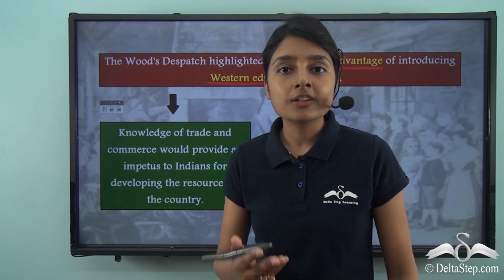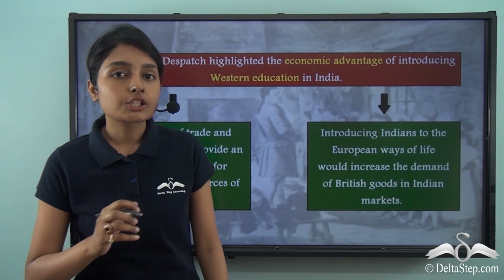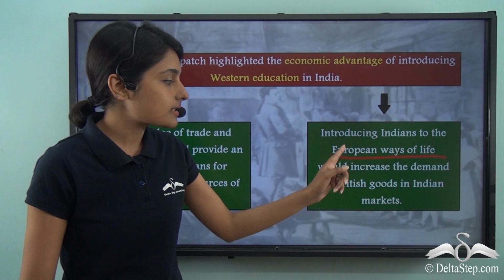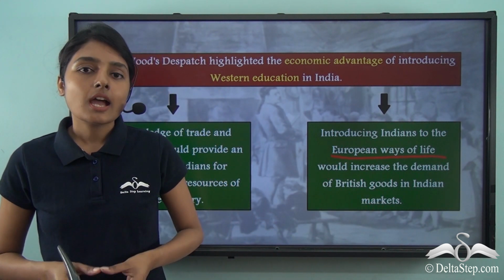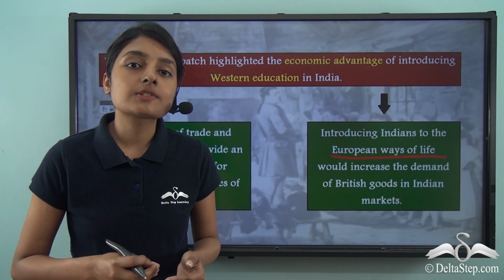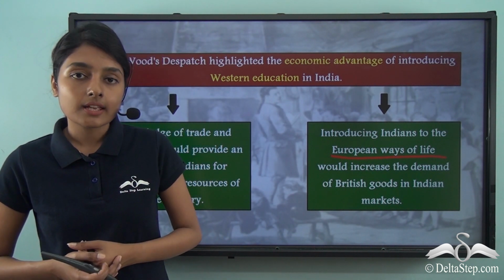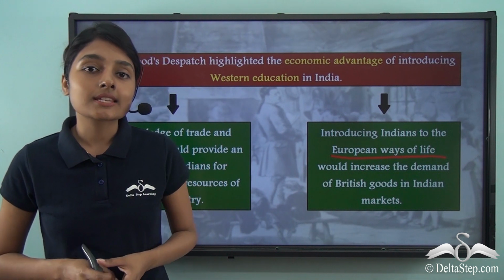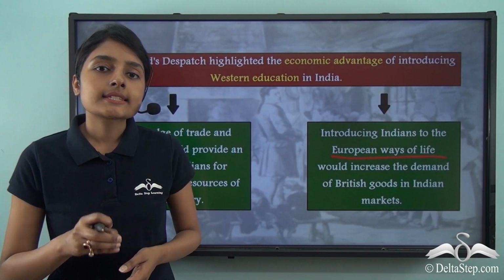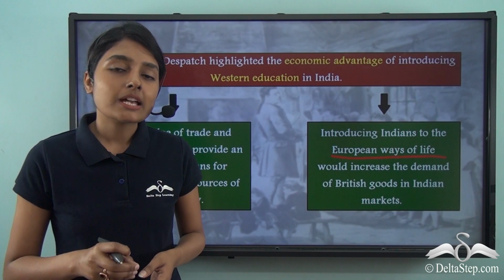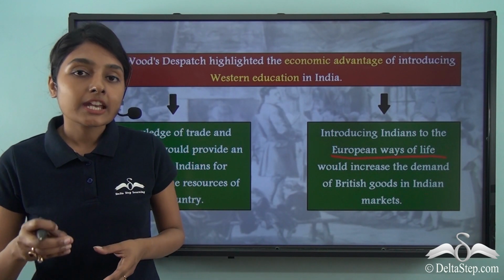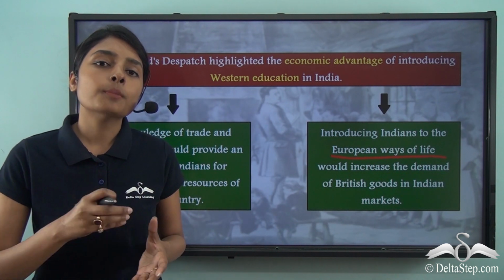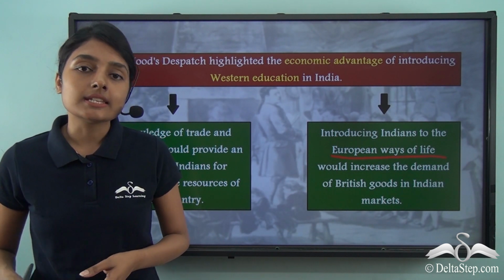Now the next point was seen from a cultural vantage point. Introducing Indians to the European ways of life would increase the demand for British goods in Indian markets. How is it so? This is because the Indians would now be introduced to the European ways of living, and so they would also be enticed by the commodities, the products, the various things that the Britishers use. And these things are produced in England. So if the demand for these English goods and commodities increases in the Indian markets, then the Britishers would be able to send more and more of their goods to fill the Indian markets.